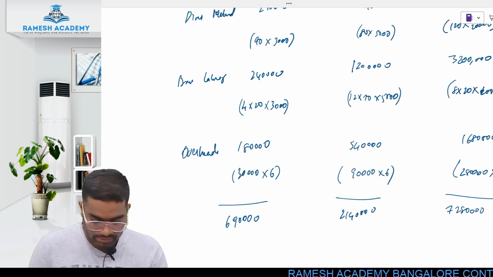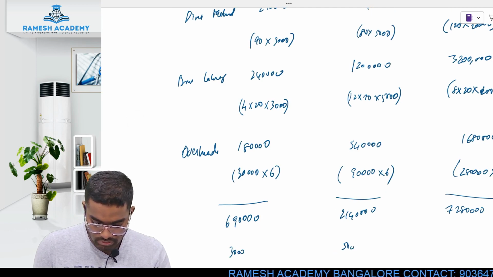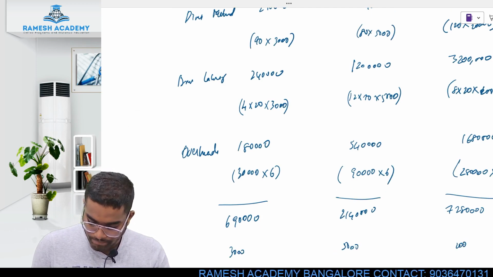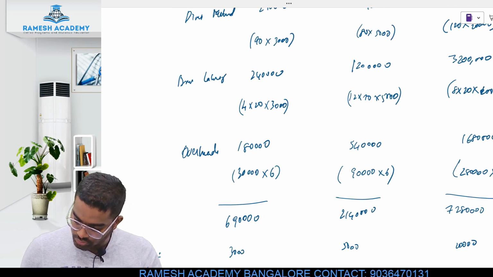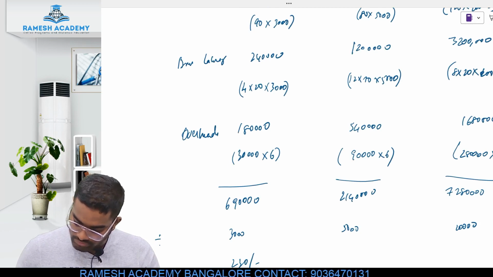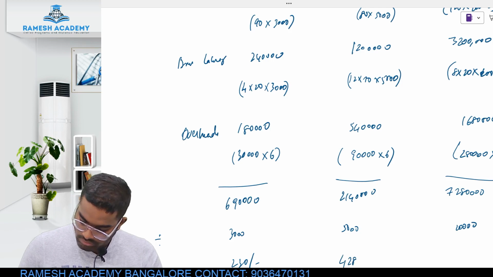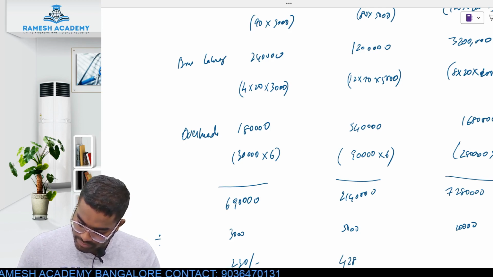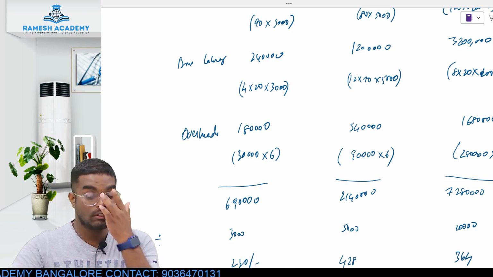If you want per unit, divide it by the units. So 6 lakh 90 divided by 3000 would be 230 rupees. 21 lakh 40 divided by 5000 is 428. 72 lakh 80 divided by 20,000, it is 364. So we have got the per unit cost.